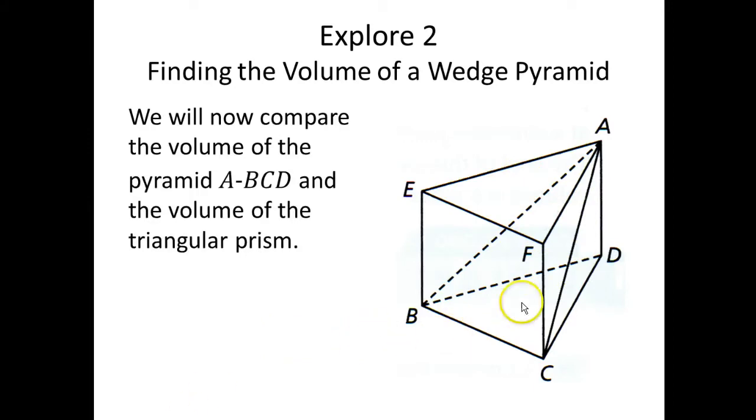Now it should be clear that the volume of the wedge pyramid ABCD is less than the volume of this triangular prism that we created. But how much less is it?